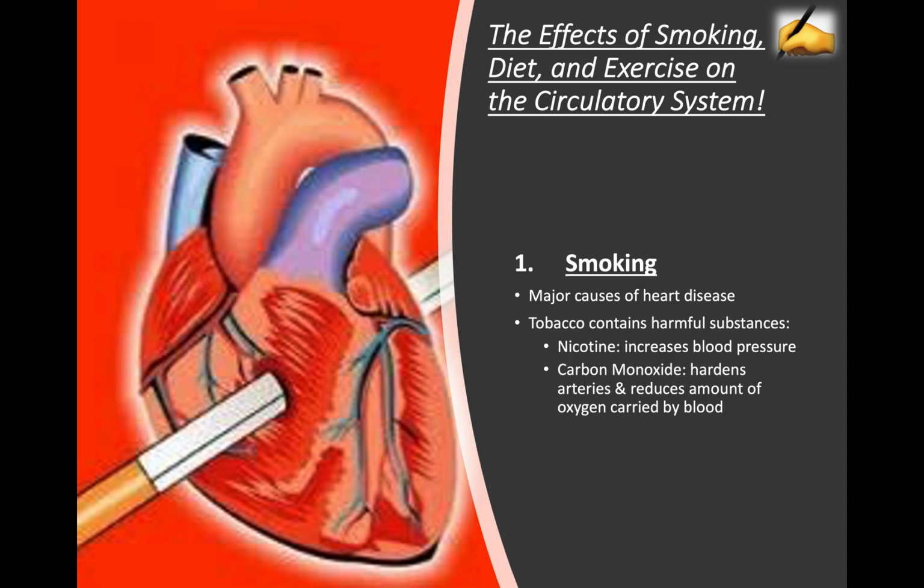Okay, so the effects of smoking, diet, and exercise on the circulatory system. What you can see here in this image first is a cigarette that's piercing through the heart. So that basically is telling us that cigarettes do harm the heart, and they cause negative effects to the heart. Major causes of heart disease: tobacco contains harmful substances such as nicotine, which increases blood pressure; carbon monoxide hardens arteries and reduces the amount of oxygen carried by blood.